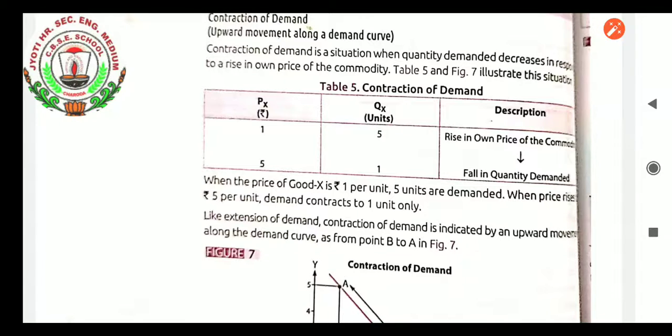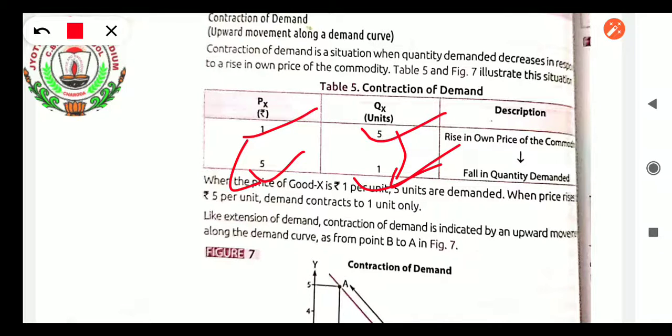This tabular data is helpful for us to know that when the price was rupees 1, the quantity demanded was 5. When the price was 5, quantity demanded was 1. So what is resulting there? When the price increases to rupees 5, 4 rupees more, then quantity demanded also declines. How much? It is not fixed; it is according to the customer. But when price increases, we know that the customer will decrease the demand of the goods. So rise in own price of commodity, falling quantity demanded. When the price of good X is rupees 1 per unit, 5 units are demanded. When price rises to rupees 5 per unit, demand contracts to 1 unit only.